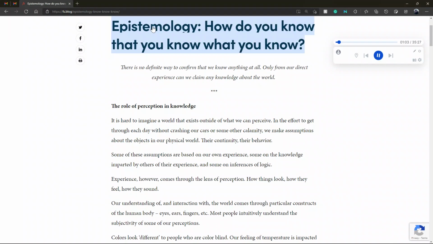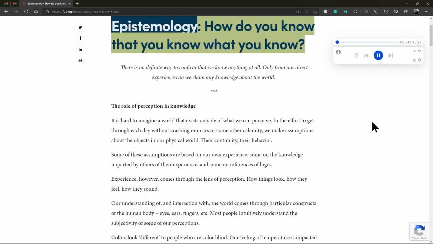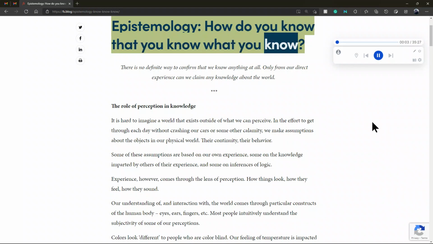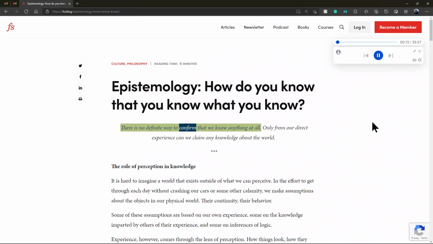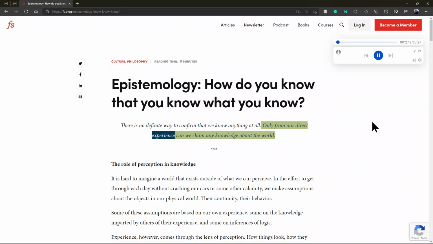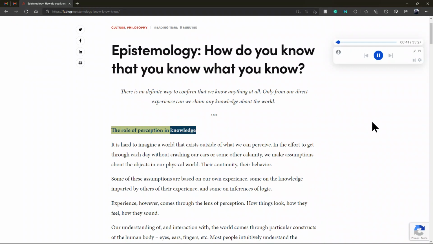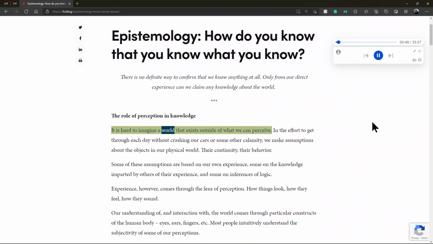In the effort to epistemology, how do you know that you know what you know? There is no definite way to confirm that we know anything at all. Only from our direct experience can we claim any knowledge about the world. The role of perception in knowledge. It is hard to imagine a world that exists outside of what we can perceive.